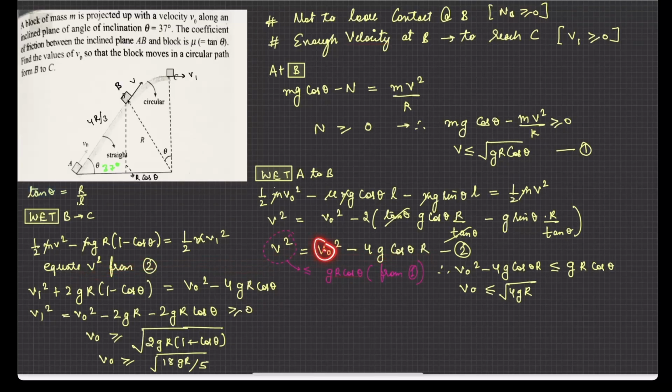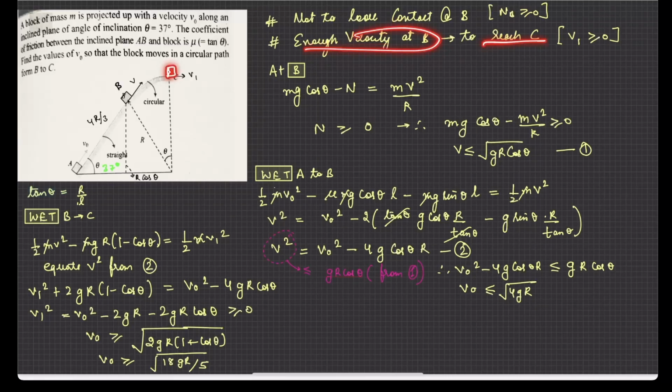because we need to find the value of v naught. So we just put the value here, which we have in terms of v naught. We equate v square from equation 2 here. We put the value here, v naught square minus 4gr equal to v1 square plus this. Now my value of this v1, the velocity here, should be greater than 0. There should be some velocity here, so it should have enough velocity to reach C.